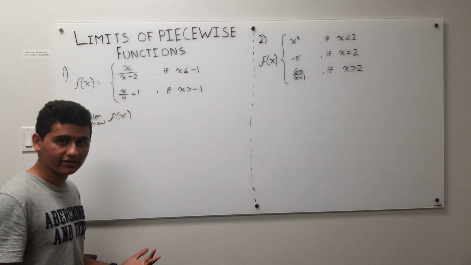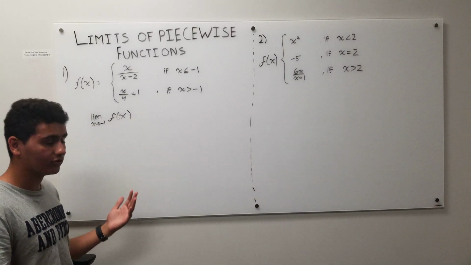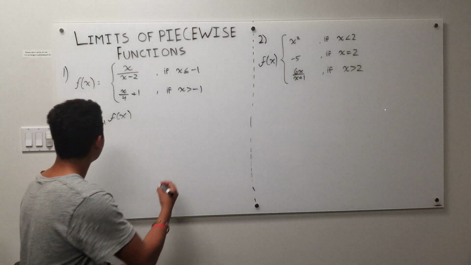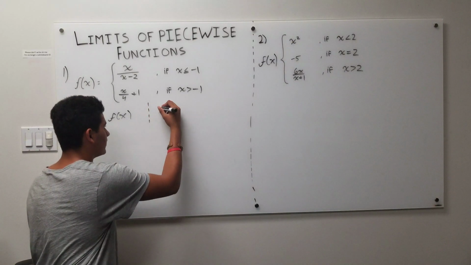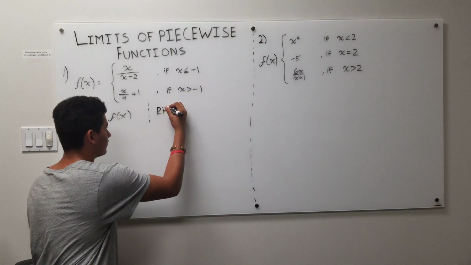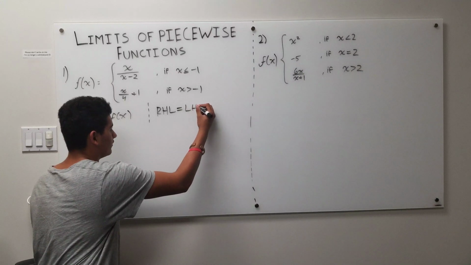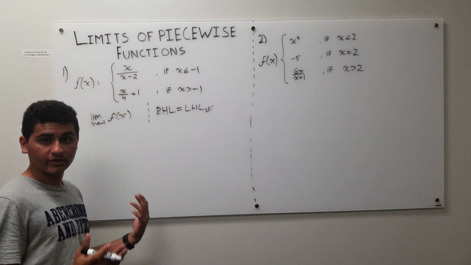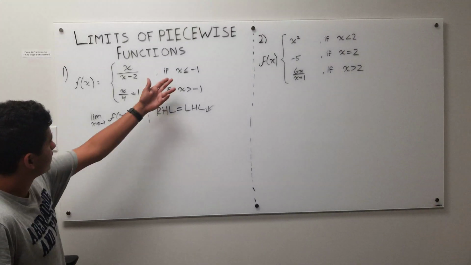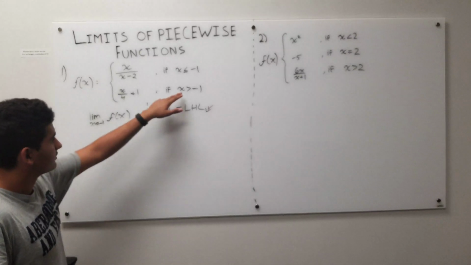Now we're going to go back to using our right-handed and left-handed limits. If you guys remember, to find the limit, one of the ways is to make sure that the right-handed limit is equal to the left-handed limit. So that's what we're going to be doing today with the piecewise function. So here, this is going to be the left-handed limit and this is going to be the right-handed limit, because this is from greater than negative 1 and this is from less than.